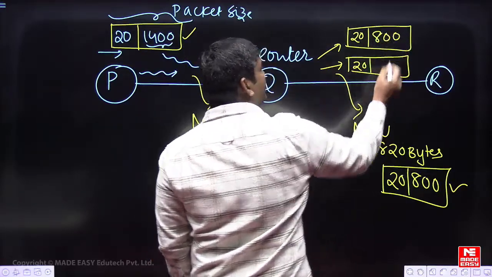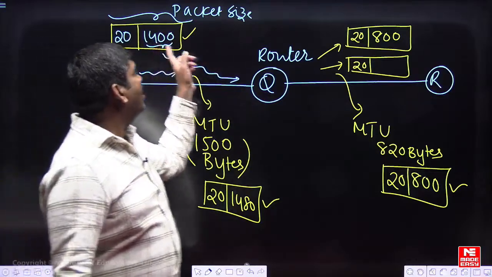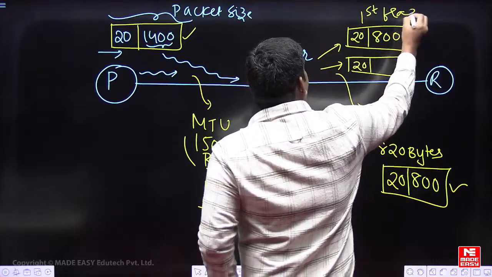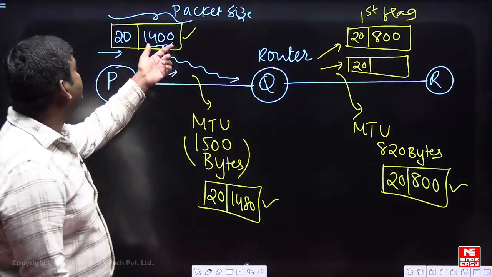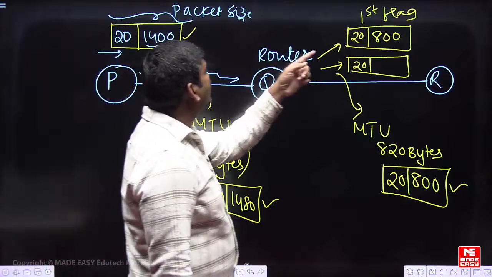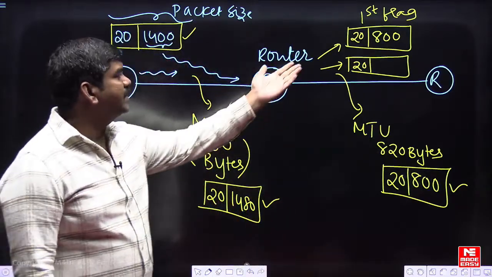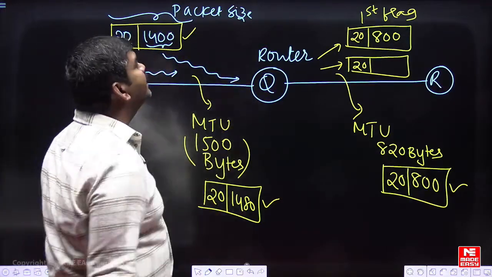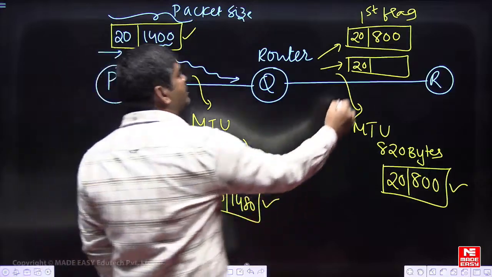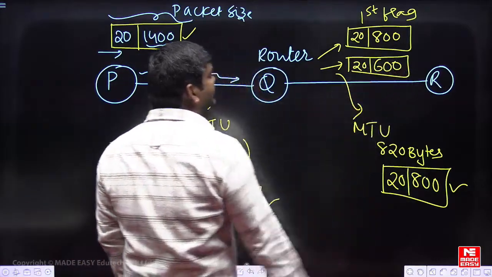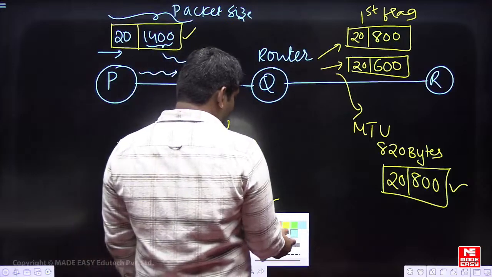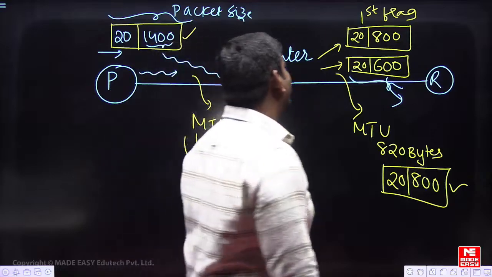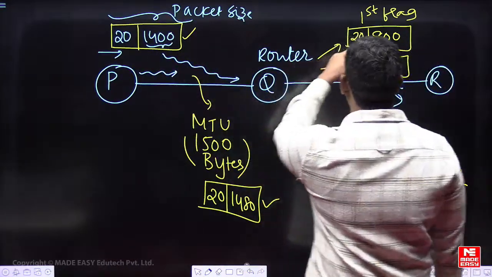It is 800. That means out of 1400, already 800 is added for the first fragment. In the packet size of 1400, the first fragment occupies 800 bytes, and you can see that is a multiple of 8. The leftover out of 1400, when 800 is already given, is 600, na. So that 600 you can place in the second fragment. Now you can see the total content size in the second fragment is 620, and this packet is divided into two fragments.